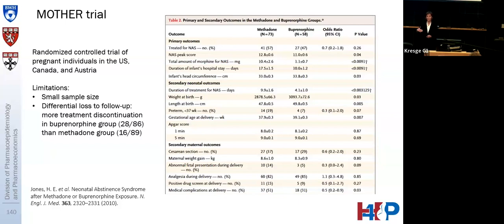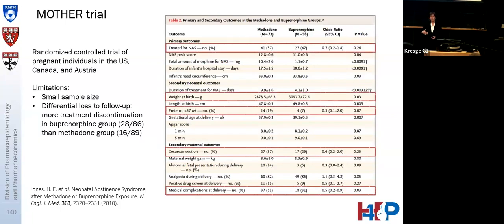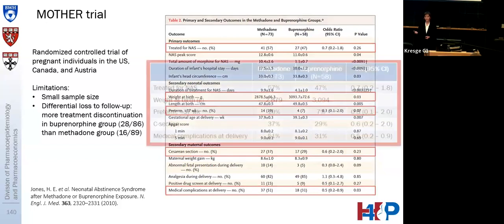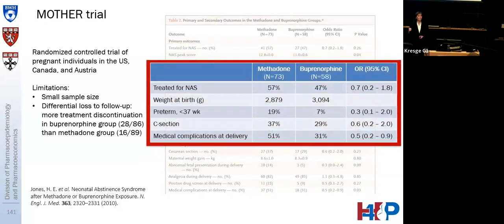This is an excerpt of the table from the trial, but I just want to focus on a couple of them. So in terms of neonatal abstinence syndrome, weight at birth, preterm status, C-section, and medical complications at delivery, what you see is that for all of these outcomes, buprenorphine actually appeared to do better than methadone in the context of this randomized controlled trial. So you see the odds ratio sort of ranging between 0.3 and 0.7.